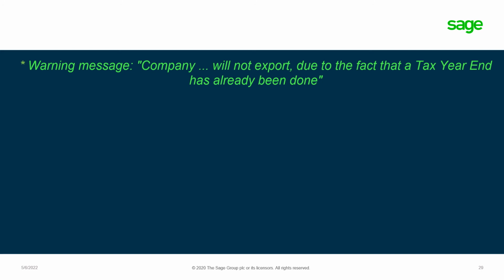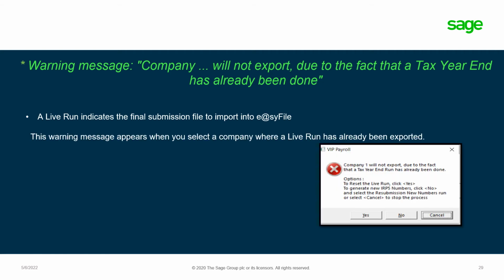A warning message: company will not export due to the fact that the tax year end has already been done. A live run indicates the final submission file was imported into EasyFile. The warning message appears when you select a company where a live run has already been exported. Company 1 will not export due to the fact that the tax year end run has already been done.